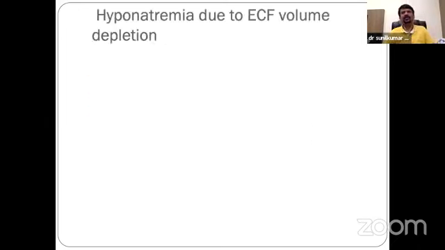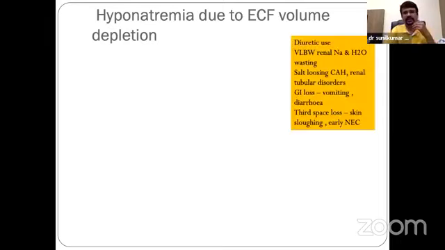Then hyponatremia can also be classified based on the extracellular volume: either depleted extracellular volume, normal, or excess ECF volume. So what are the conditions? The basic etiology for ECF depletion is that the loss is either renal or extra-renal. The etiologies may be diuretic use, renal sodium wasting, salt-losing congenital adrenal hyperplasia, renal tubular disorders, GI loss because of vomiting and diarrhea, and third space loss.